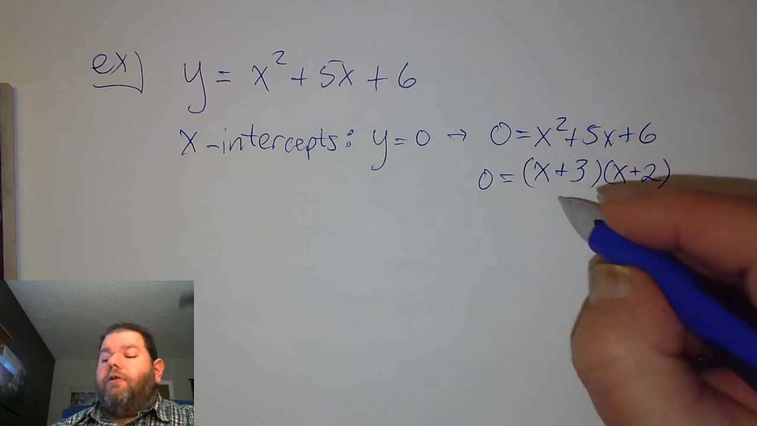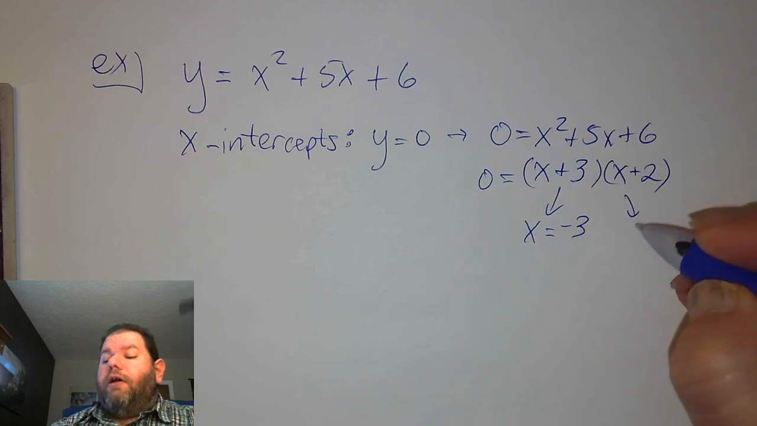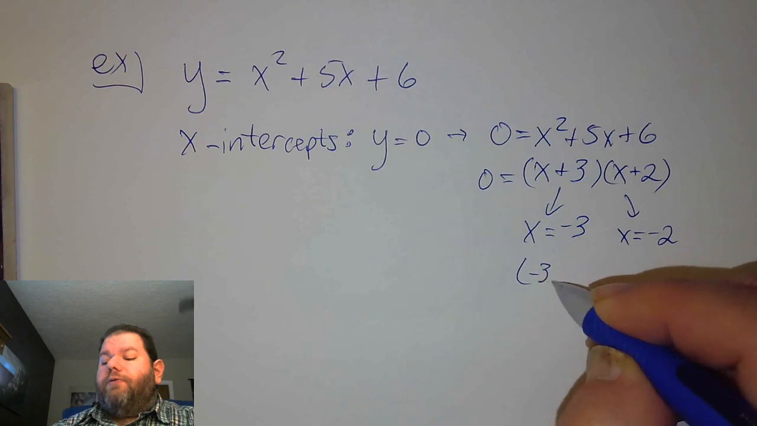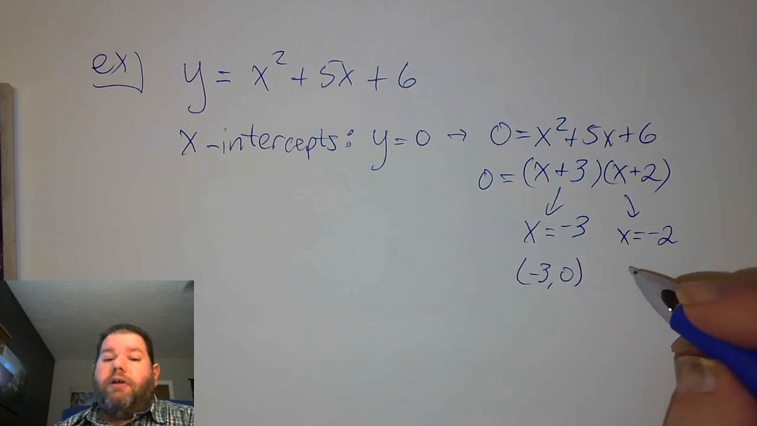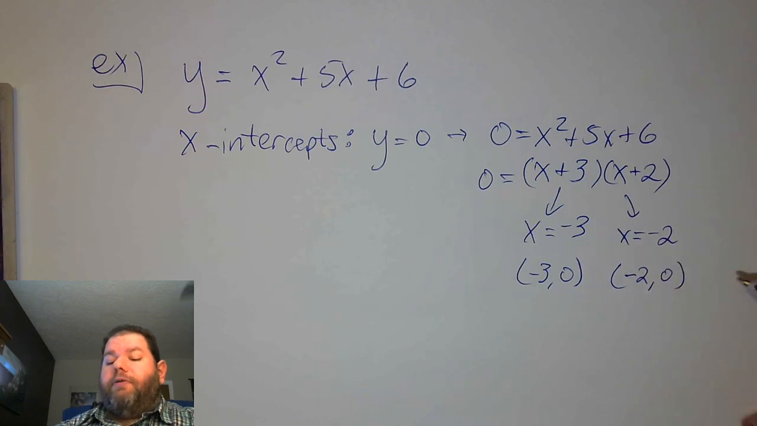And so from there we can solve for x. We get x equals negative 3, x equals negative 2. And if we write those as ordered pairs, then our intercepts are negative 3 comma 0 and negative 2 comma 0.